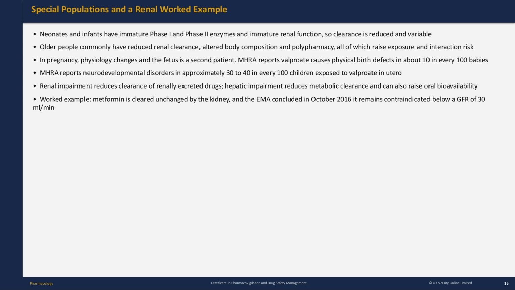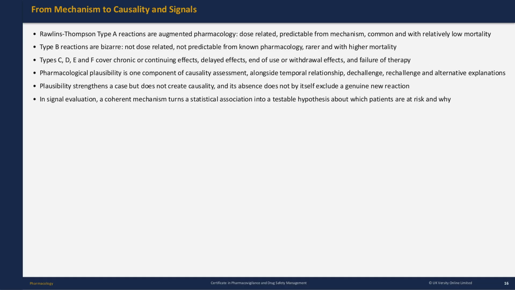risk. In pregnancy, physiology changes, and the fetus is a second patient. MHRA reports valproate causes physical birth defects in about 10 in every 100 babies. MHRA reports neurodevelopmental disorders in approximately 30 to 40 in every 100 children exposed to valproate in utero. From mechanism to causality and signals.